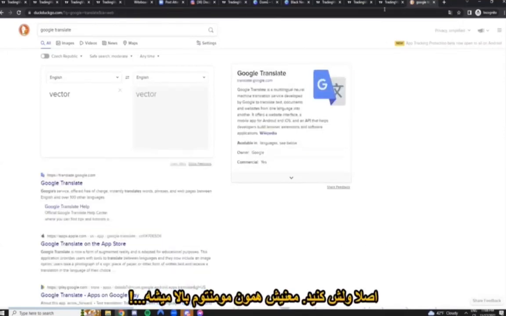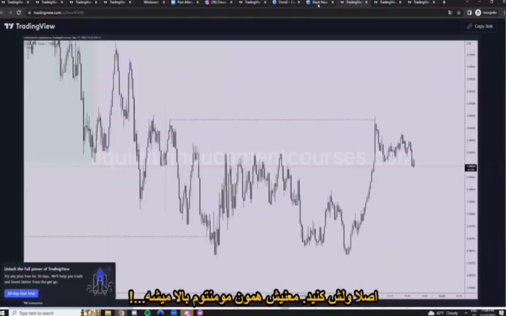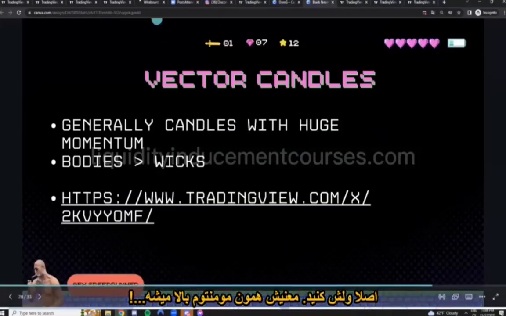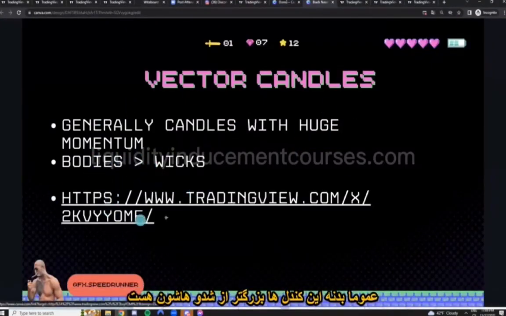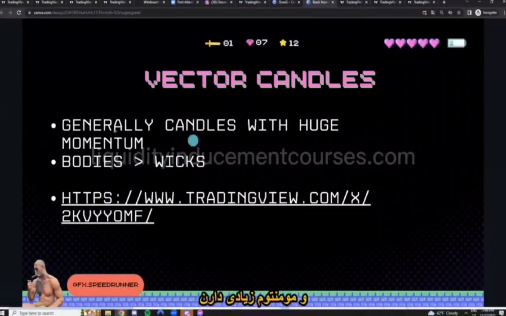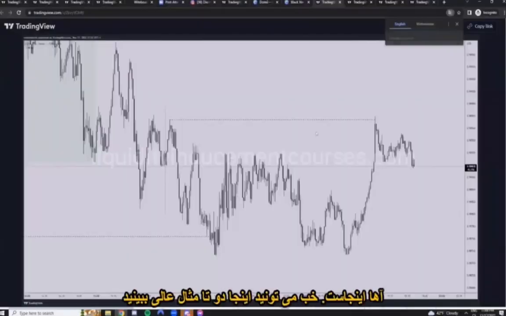Yeah, okay, it's not here. Whatever. It's just high momentum, and it's gonna vent someone out. So generally, bodies bigger than wicks, and with huge momentum. And where is the chart again? Yeah, here. So here you can see 2 perfect examples.